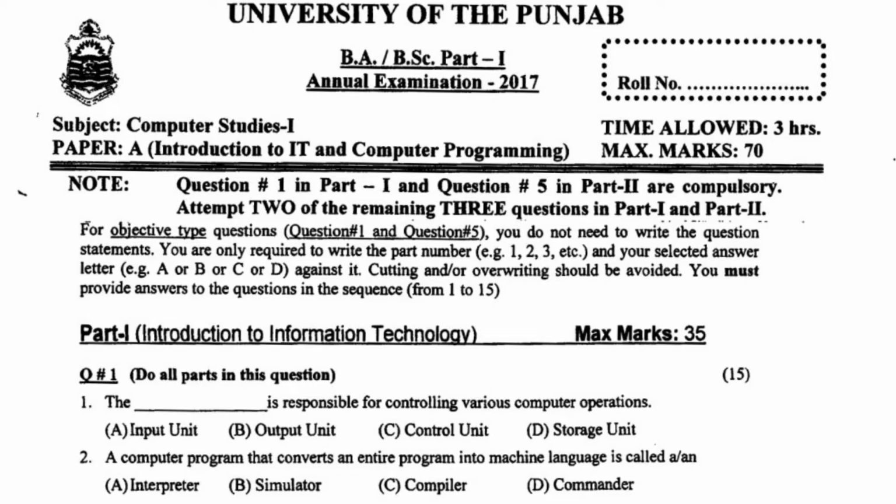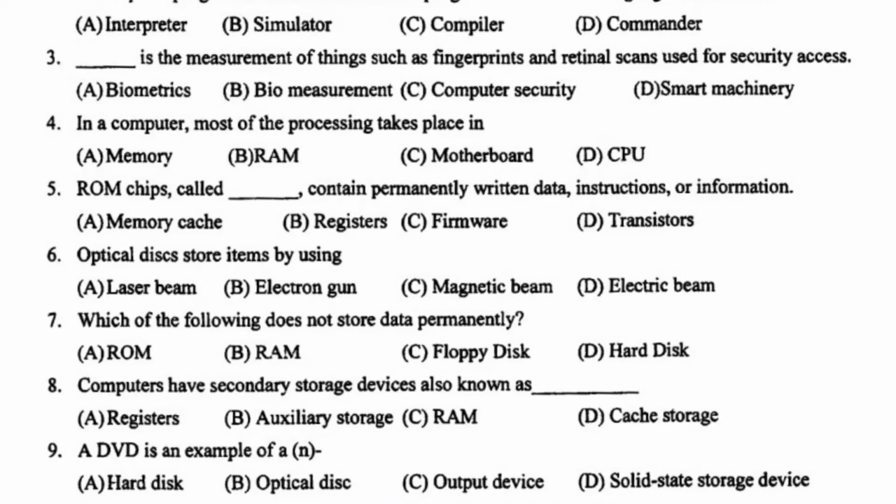के एमसीक्यू सॉल्व करेंगे। लेट्स स्टार्ट। Dash is responsible for controlling various computer operations: control unit. A computer program that converts an entire program into machine language is called compiler. Dash is the measurement of things such as fingerprint and retinal scans used for security access: biometrics. In a computer, most of the processing takes place in CPU. ROM chip called dash contains permanently written data, instructions or information.